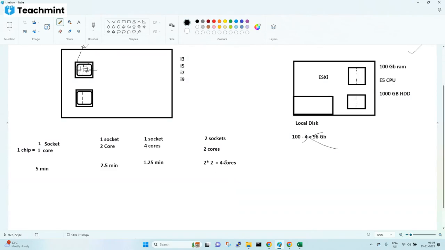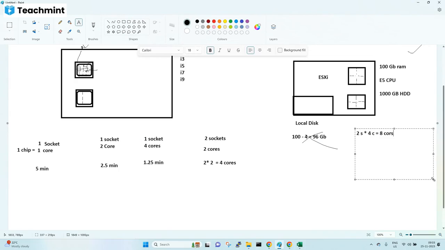That's what I have written here. Okay, 2 here and 2 here. And now what if 4 here, 4 here? Now how many cores? 8 cores. 2 sockets and 4 cores each, like 2 into 4, it will be 8. It's clear, right? 2 sockets into 4 cores each, 8 cores total. It's clear? Cores and sockets and total.